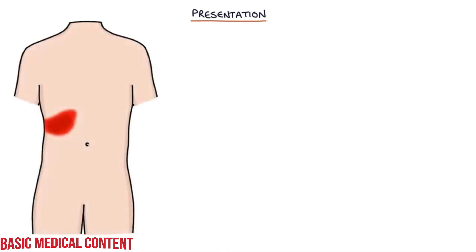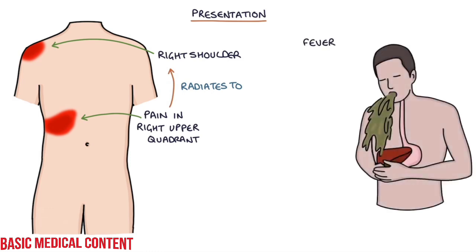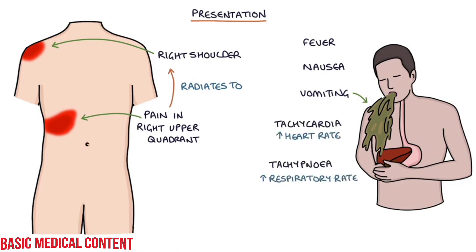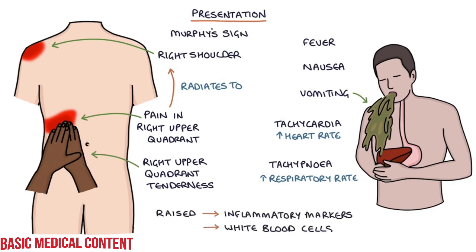Let's talk about the presentation of acute cholecystitis. The main presenting symptom of cholecystitis is pain in the right upper quadrant. This may radiate to the right shoulder. Other features include fever, nausea, vomiting, tachycardia, which is a fast heart rate, and tachypnea, which is a fast respiratory rate, right upper quadrant tenderness, Murphy's sign, which we'll talk about shortly, and raised inflammatory markers and white blood cells on the blood test.